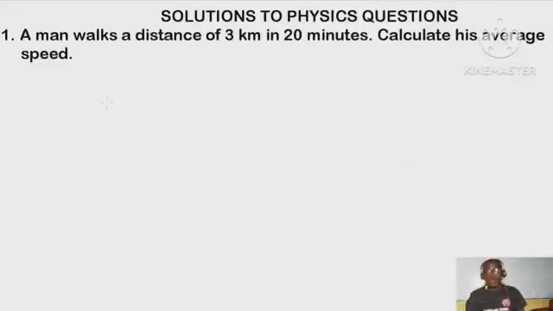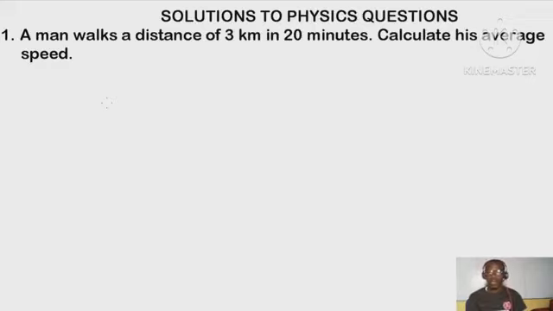In today's class, we are going to consider solutions to physics questions, and this is going to be on the standard of the question that you should be expecting in your various examinations, be it school exam, WAEC exam, NECO exam, JAMB exam, IJMB, JUPEB, and A-level exams. So we are going to start from the simple aspects and take you to the advanced aspects so that you can have a good understanding of what each question is talking about.